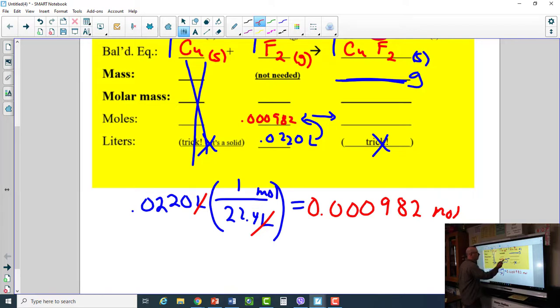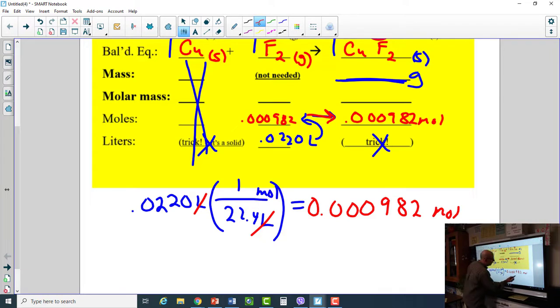0.000982 moles. Well, the next thing we want to do is figure out the grams of copper 2 fluoride, so we need to get the moles of copper 2 fluoride. This is still moles in this row across here. It's a 1 to 1 ratio. 1 is to 1 as 0.000982 is to 0.000982. And now we get the grams in the normal manner.